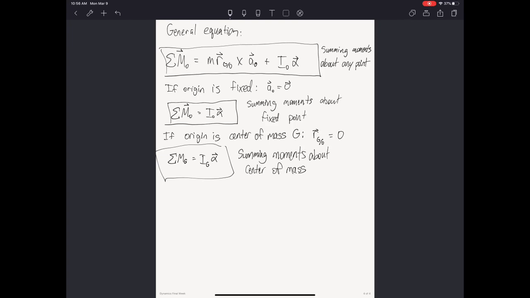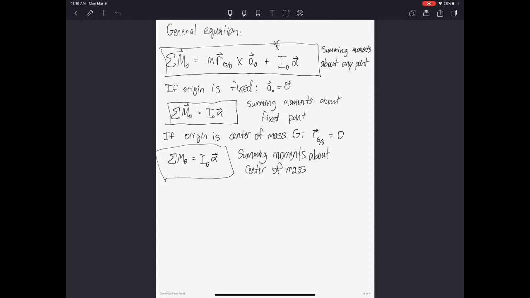The most common mistakes and general confusion on this topic is using these equations when they don't apply. Students want to use the bottom equation all the time, and they use it when they're summing the moments about just some point, and you can't. If you're summing the moments about a point that is not fixed or is not the center of mass, you must use the top equation. The top equation is what naturally came out of the derivation for us, but for reasons that we'll see later, it is not in a particularly convenient form.